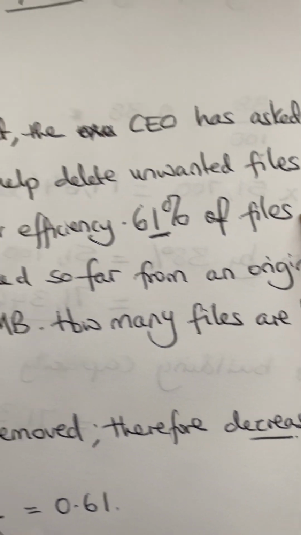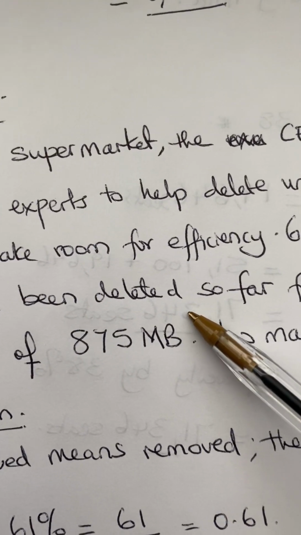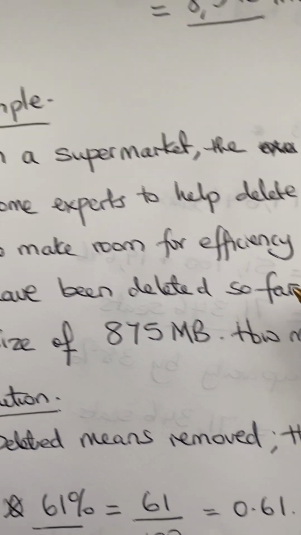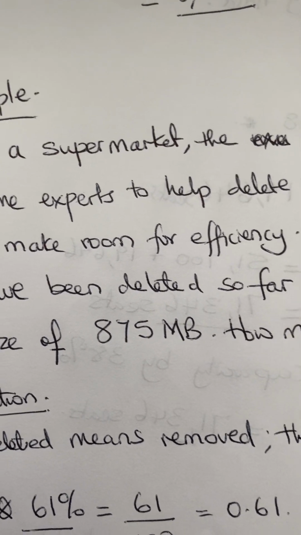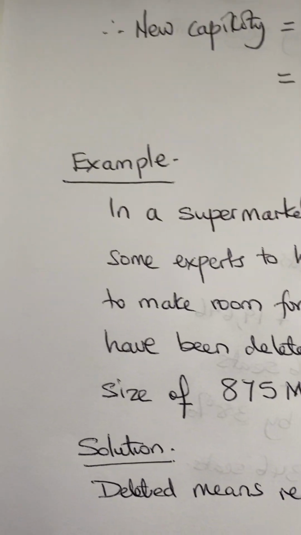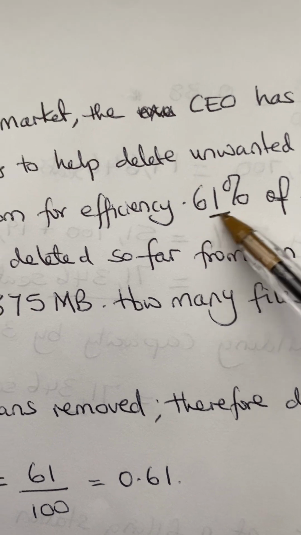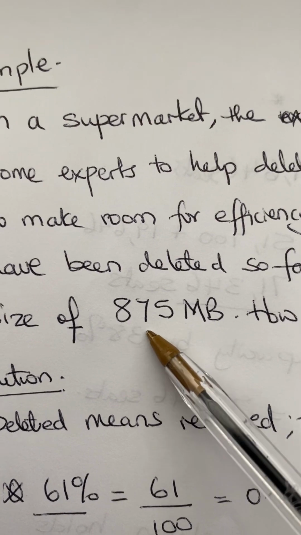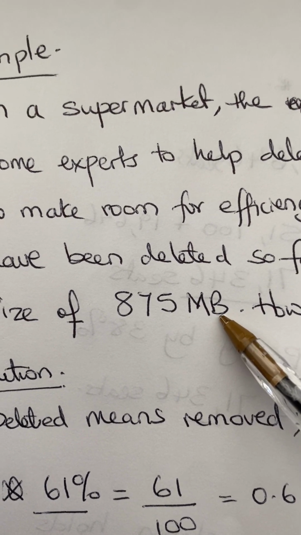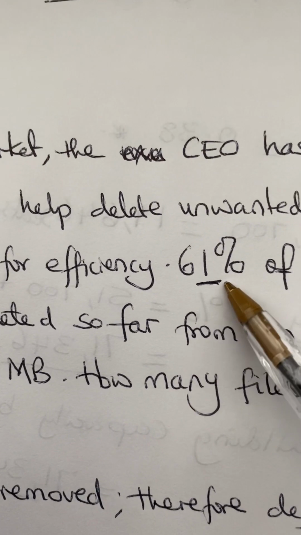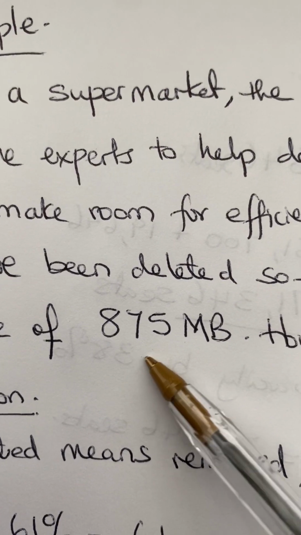Okay, now when they took the computers, they realized that 61% of files could be deleted. The rest couldn't, because maybe it has important documents for tax returns and stuff. So now they could only delete 61% of files from the original file of 875 megabytes. How many files are left? So we need to find 61% of 875 megabytes.